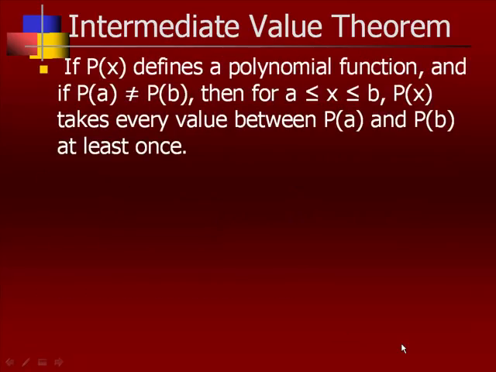Version 1. If p of x defines a polynomial function, and if p of a is not equal to p of b, then for a less than or equal to x less than or equal to b, p of x takes every value between p of a and p of b at least once.